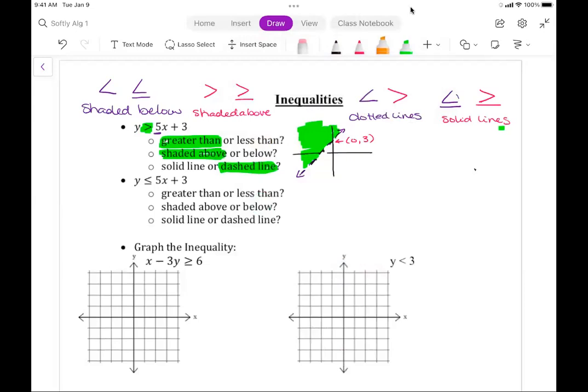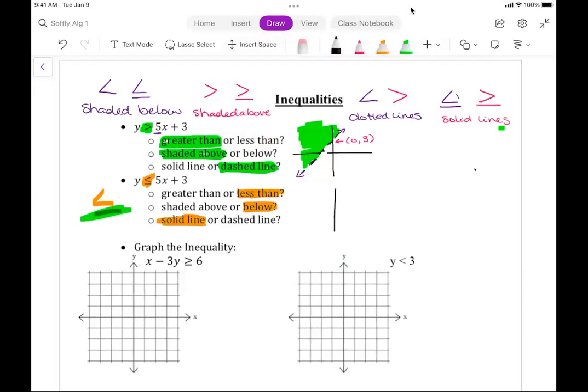It says y is less than or equal to 5x plus 3. So less than or equal to, I'm saying it in the name when I say it, that's less than or equal to, less, lower, less, below. Solid line or dashed line? Okay, well, this one has the equal to underneath. It has this equal to right here. So that would mean I need a solid line. Solid line.